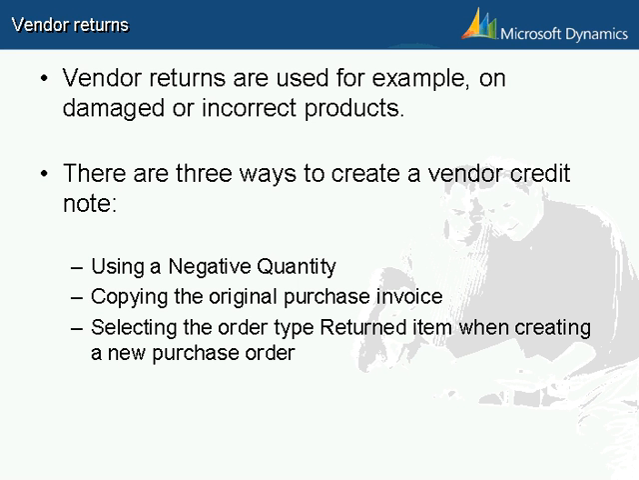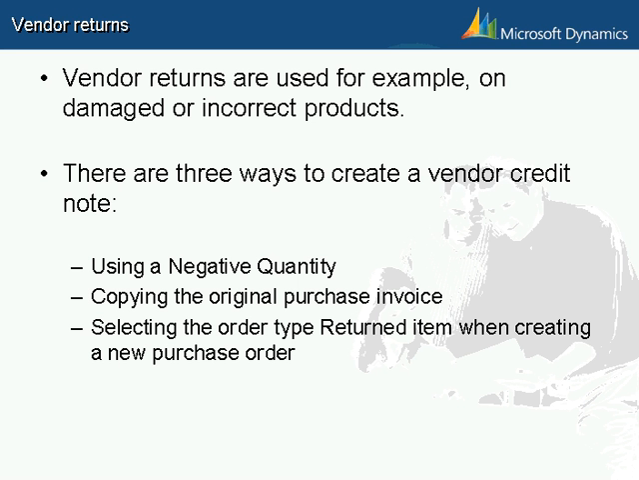Vendor returns may be issued because of various reasons, such as damaged products or perhaps the vendor shipped the incorrect products. Microsoft Dynamics 365 requires that a vendor credit note is issued whenever items are returned to the vendor. There are 3 different ways to create vendor credit notes: using a negative quantity, a purchase order with a negative quantity attached, or copying the original purchase invoice.